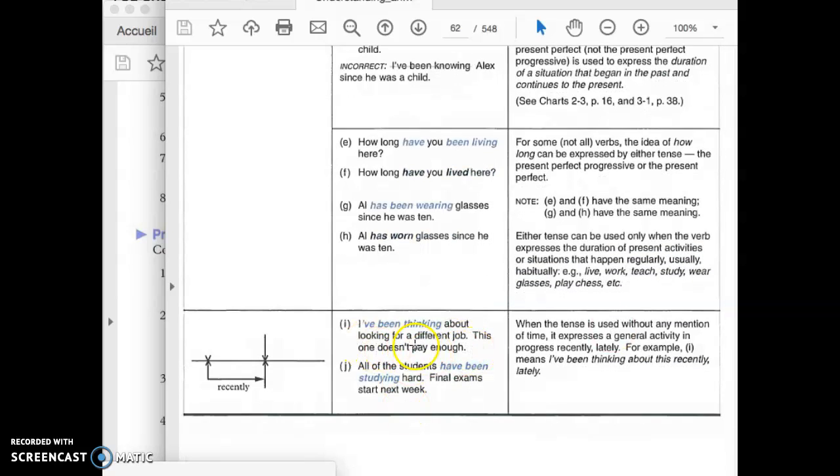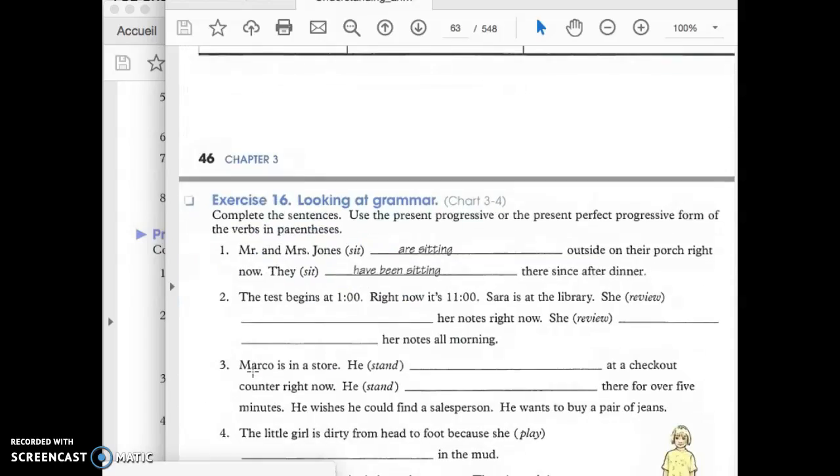I've been thinking about looking for a different job. This one doesn't pay enough. All of the students have been studying hard. Final exams start next week. When the tense is used without any mention of time, it expresses a general activity in progress recently, lately. For example, I've been thinking means I've been thinking about this recently, lately. Because I've been thinking is not just 1 second, continuously. With some interruptions, it's fine. Okay? So present perfect progressive.